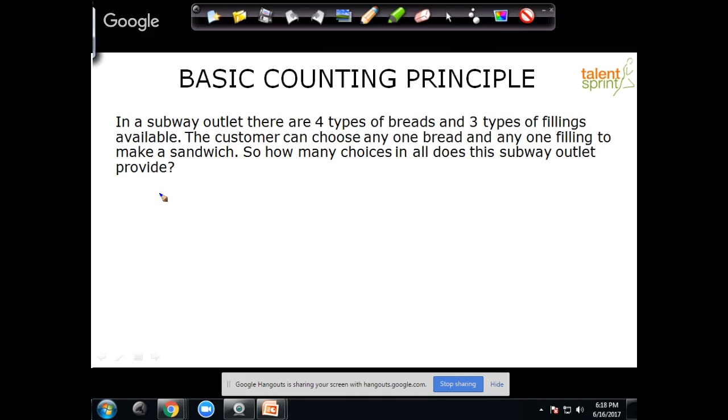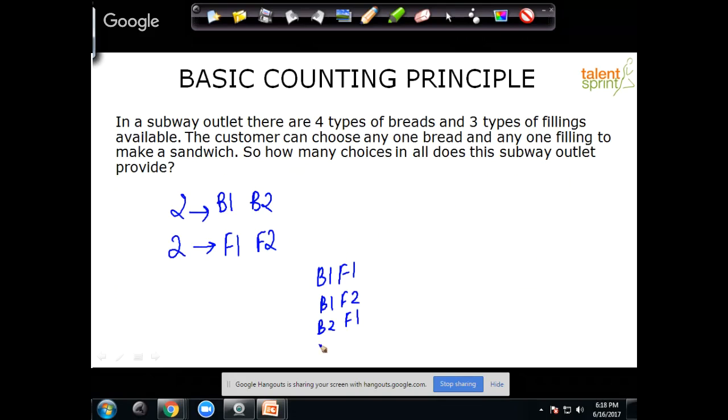Very interesting question. See, for example, let us say that in the Subway there are 2 types of breads, bread 1 and bread 2, and there are 2 types of fillings, F1 and F2. So you can choose any one bread and any one filling. In how many ways can you make sandwiches? Either you can choose B1 and F1, similarly B1 and F2, or B2 and F1, B2 and F2. So there are 4 ways in which you can choose the sandwich. Similarly, here they are asking, there are 4 types of breads and 3 types of fillings.